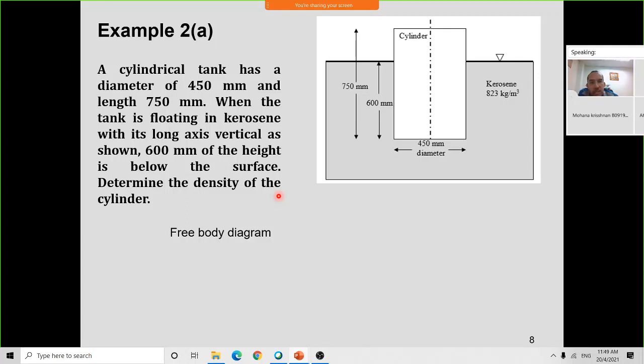Okay, still using the free body diagram to solve this question. The forces acting are just the weight of the cylinder acting downward, and the buoyancy force acting upward. So the weight of the cylinder is equal to F_B. You know that ρ g V of the cylinder equals ρ g V of the water displaced. The buoyancy force is the weight of the water displaced, and this is the weight of the cylinder.